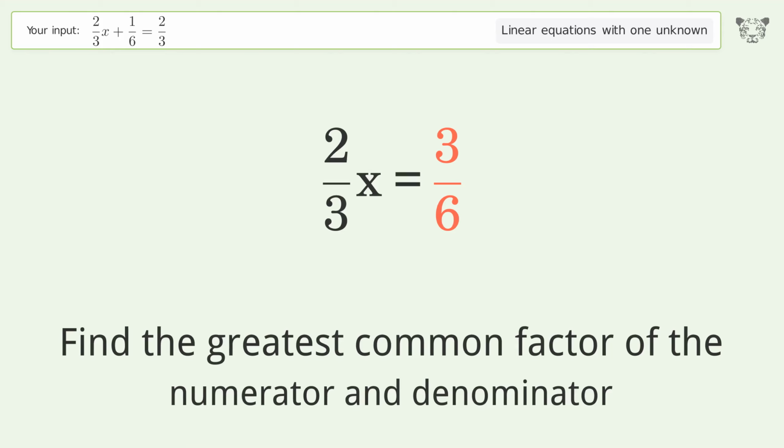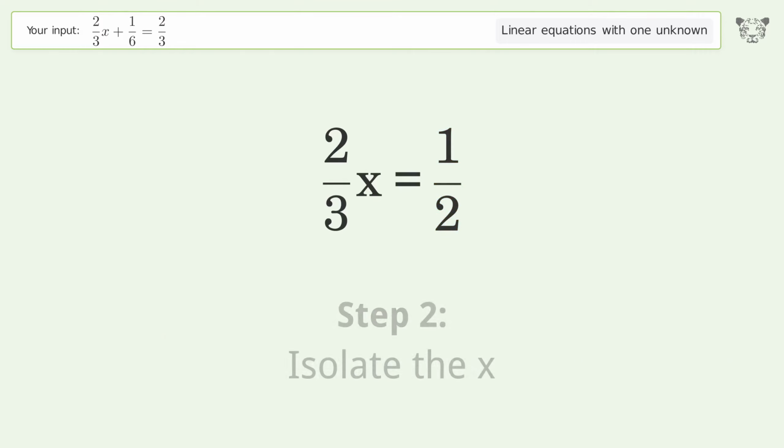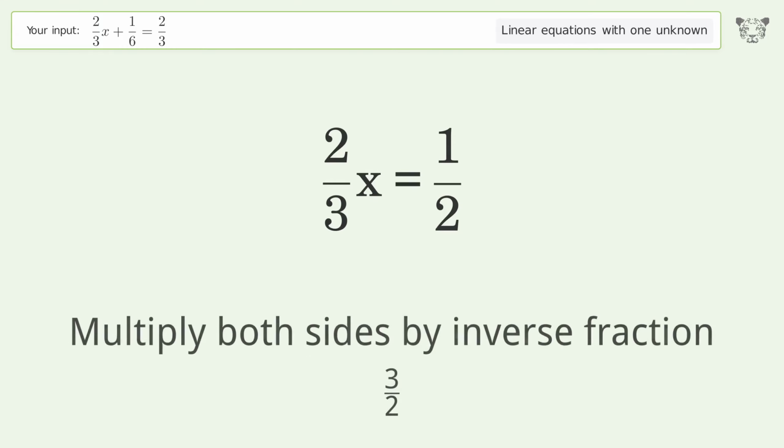Find the greatest common factor of the numerator and denominator. Factor out and cancel the greatest common factor. Isolate the x. Multiply both sides by inverse fraction 3/2.